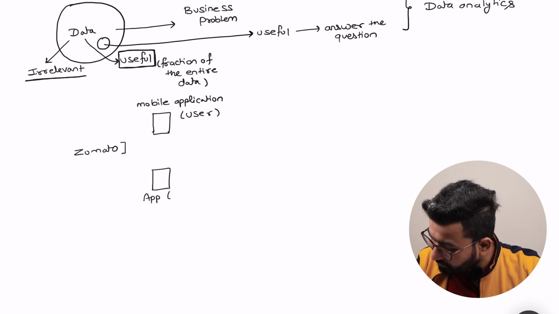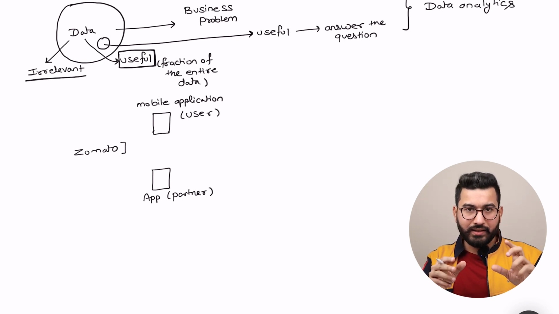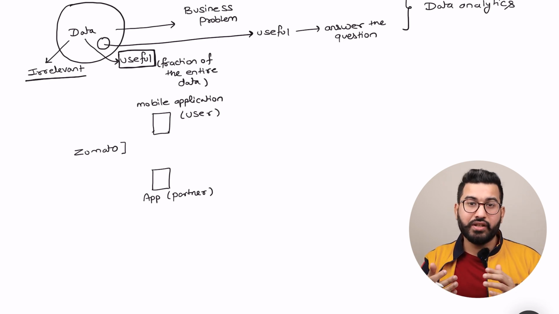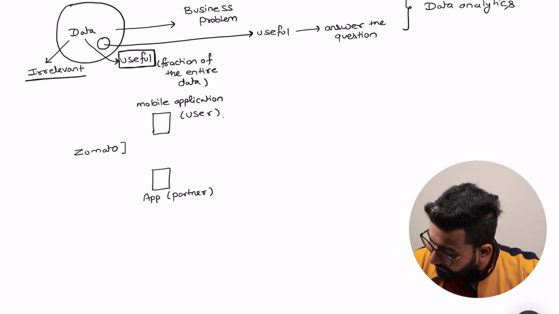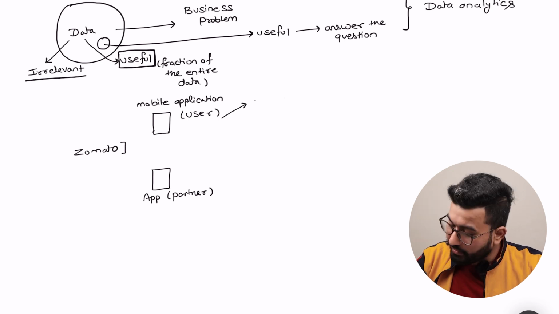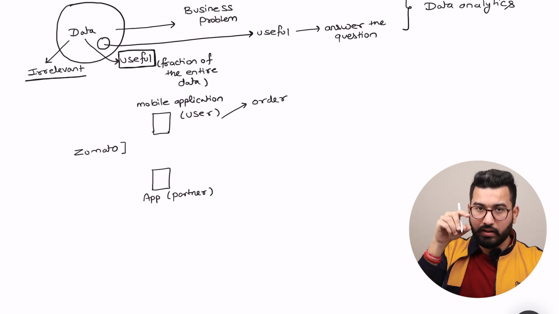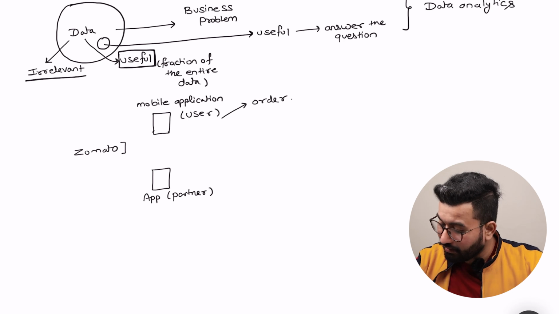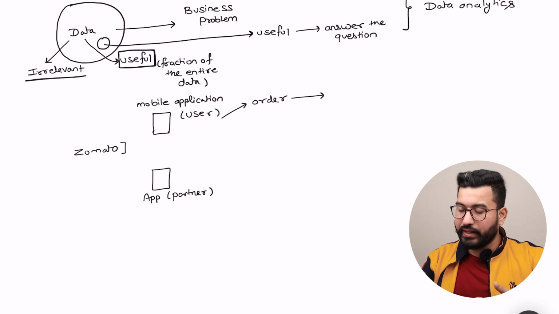So I will write app, but this is the partner application or delivery partner. So there are two kinds of applications. One is the application that we use to order food, and second one is the application that the partner uses to deliver the food. Now, what kind of data this application would generate? The order, right? So over the application, if you place the order, if you click that order this product, then once the order is placed, what kind of data is generated?